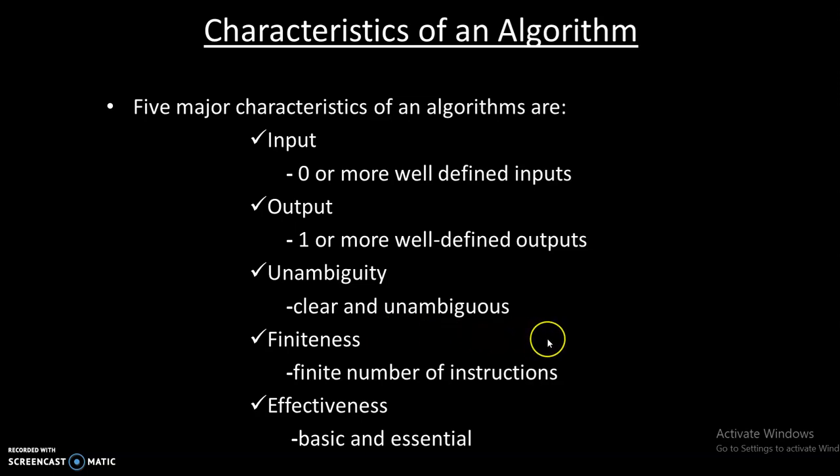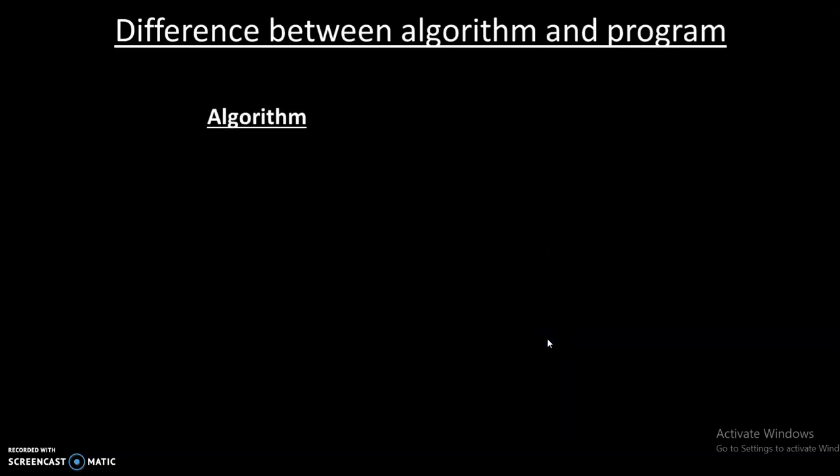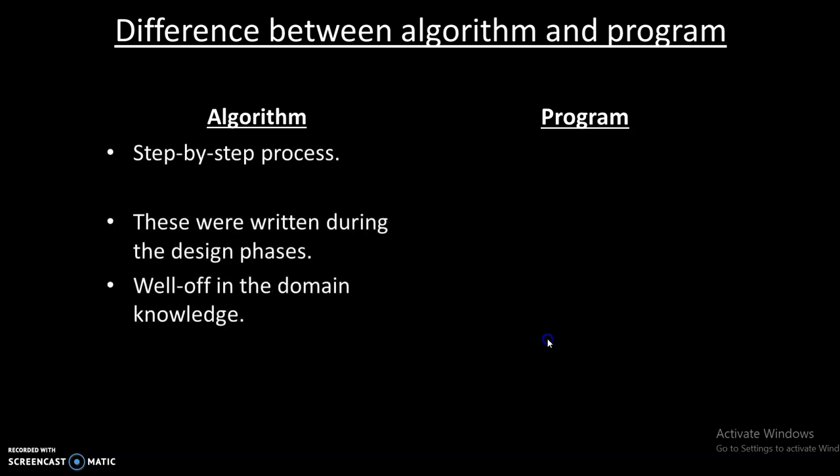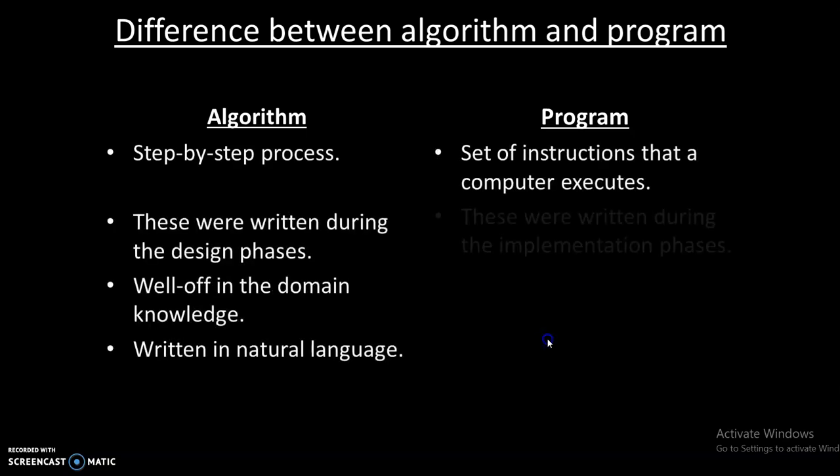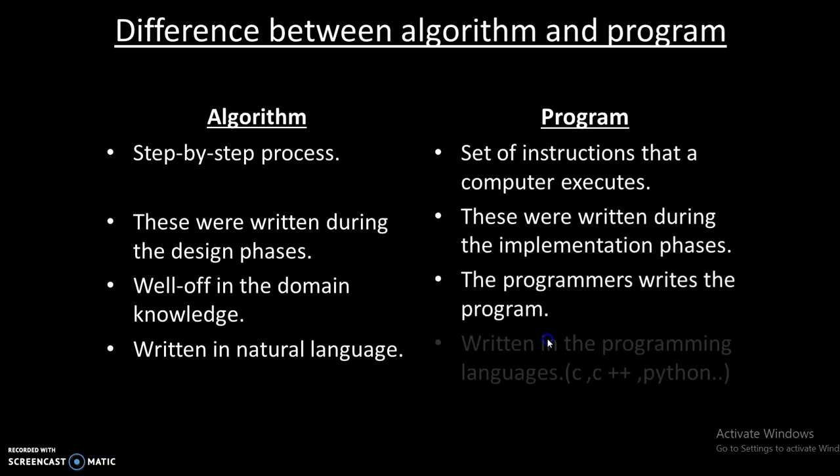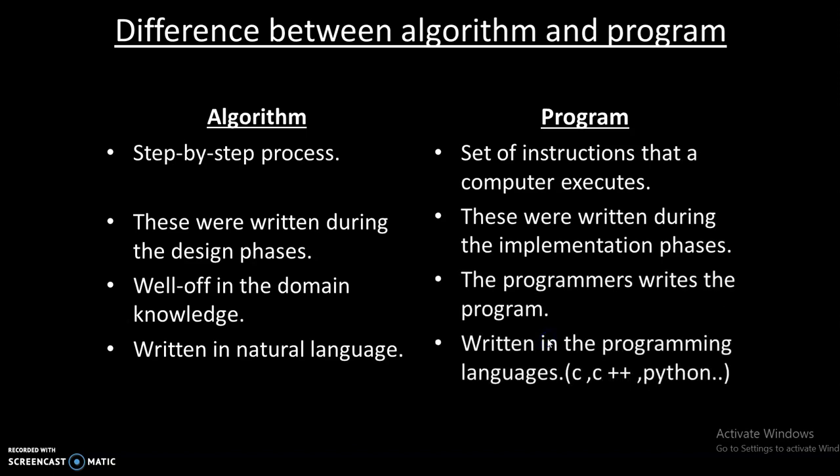So now we are going to see the difference between the algorithm and program. As I said earlier, algorithm is a step-by-step process or procedure, right? Then what is in program? So program is also quite similar to the algorithm. Here the program means it is a step-by-step instruction to perform some computational problems.